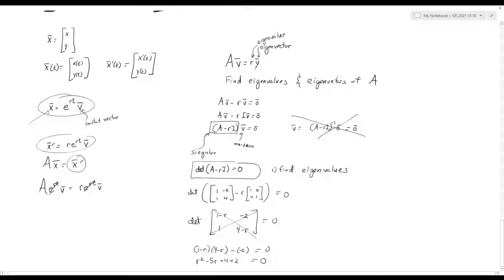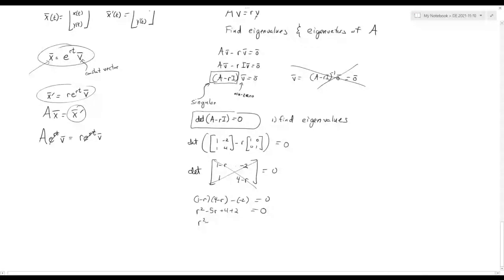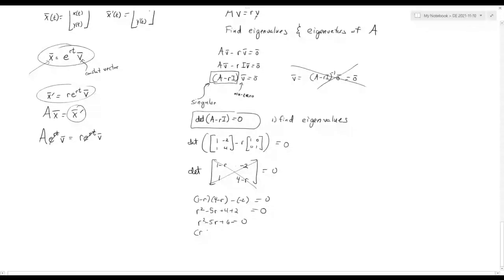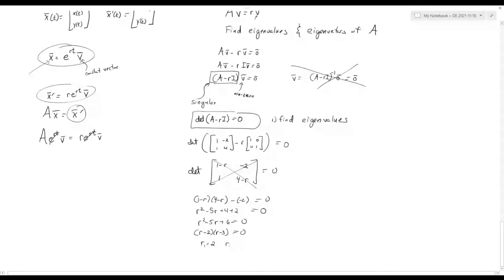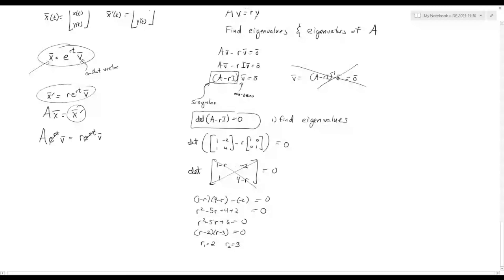Can you see that? And luckily for us, this factors. So we get r minus 2 and r minus 3. So we have two eigenvalues, 2 and 3. All right.